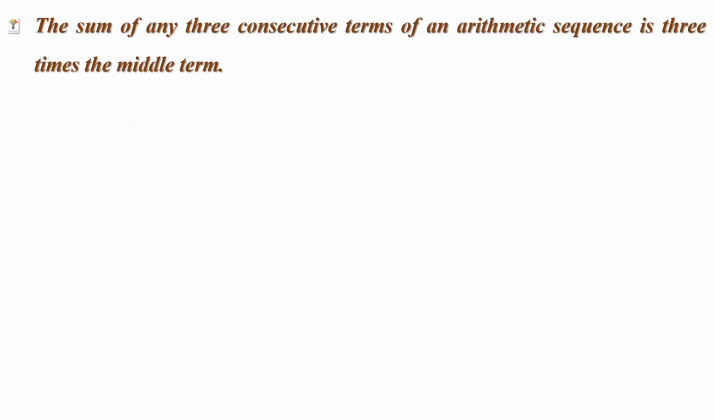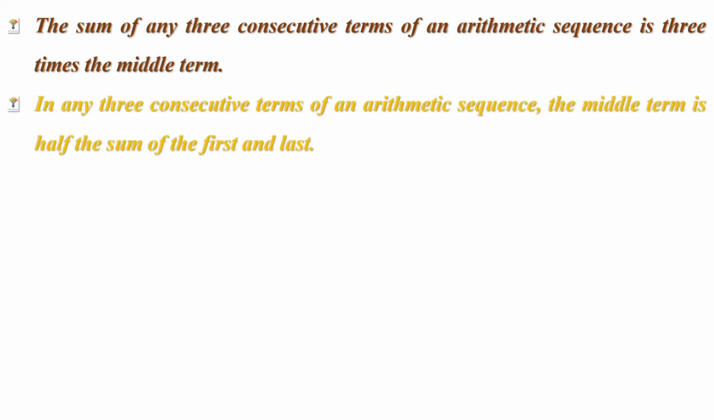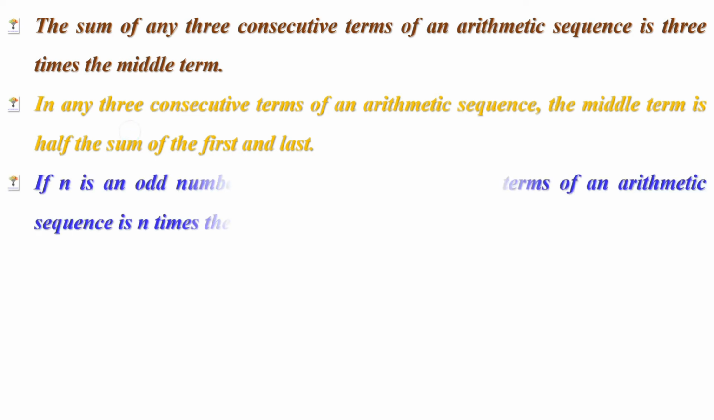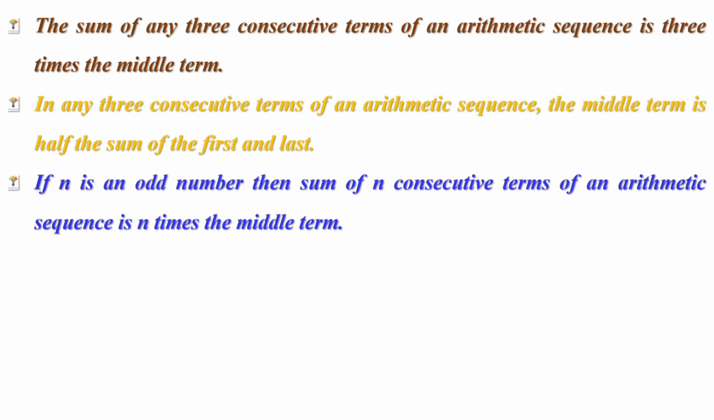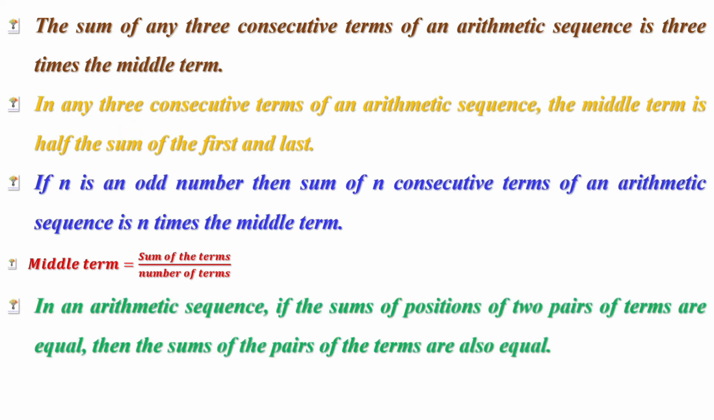Now let us remember what we have learned today. The sum of any 3 consecutive terms of an arithmetic sequence is 3 times the middle term. Then we have learned in any 3 consecutive terms of an arithmetic sequence, the middle term is half the sum of the first and last. And we have seen if n is an odd number, then sum of n consecutive terms of an arithmetic sequence is n times the middle term, or middle term equal to sum of the terms by number of terms when the number of terms is odd. And lastly, we have seen in an arithmetic sequence, if the sums of positions of 2 pairs of terms are equal, then the sums of the pairs of the terms are also equal.